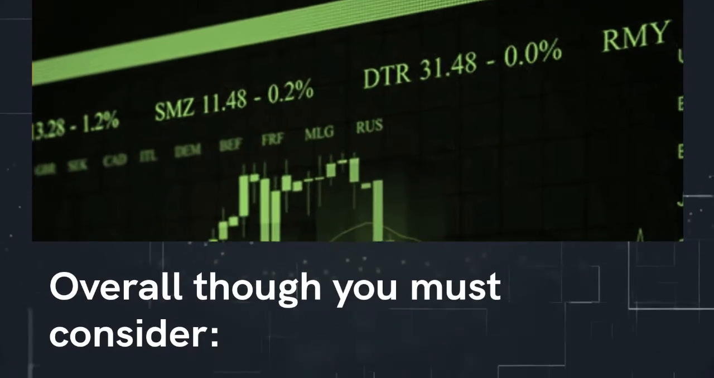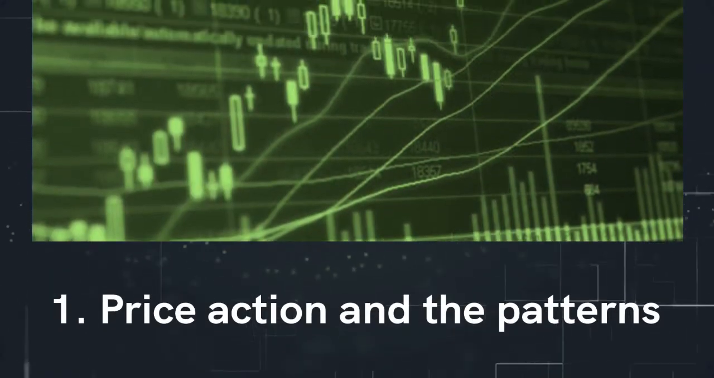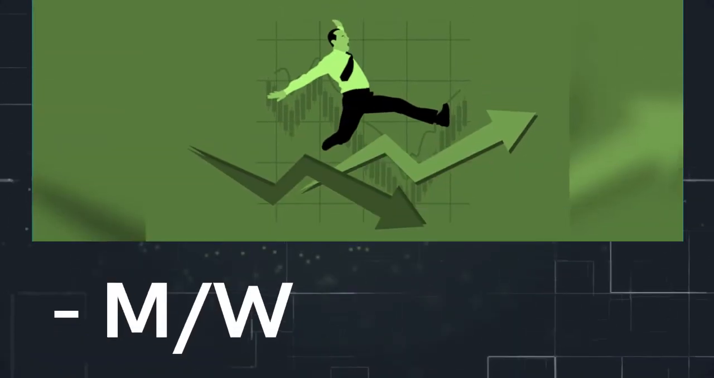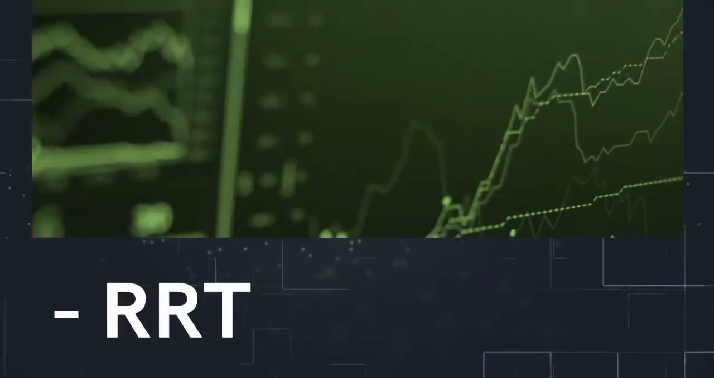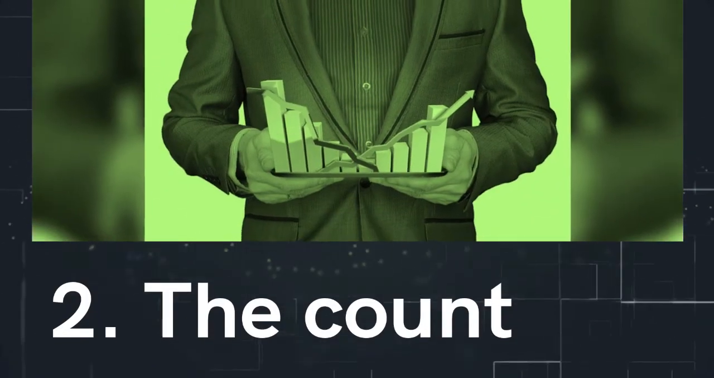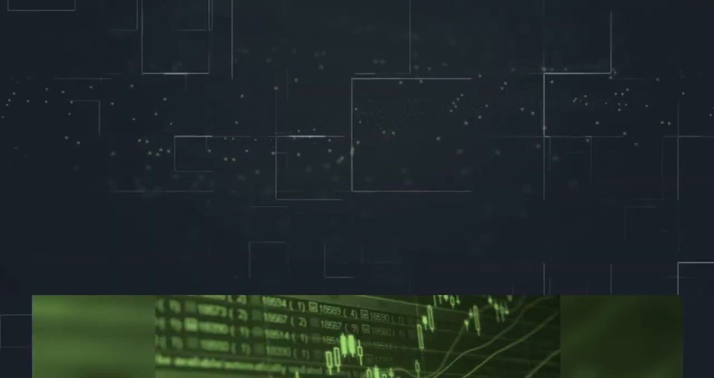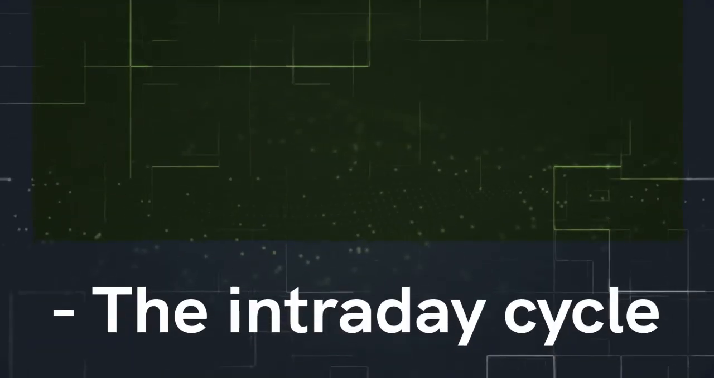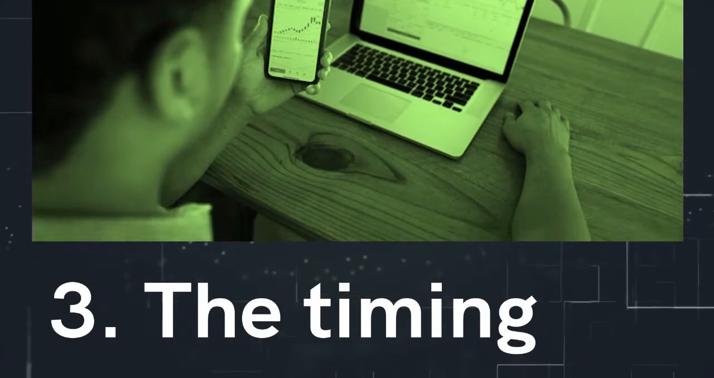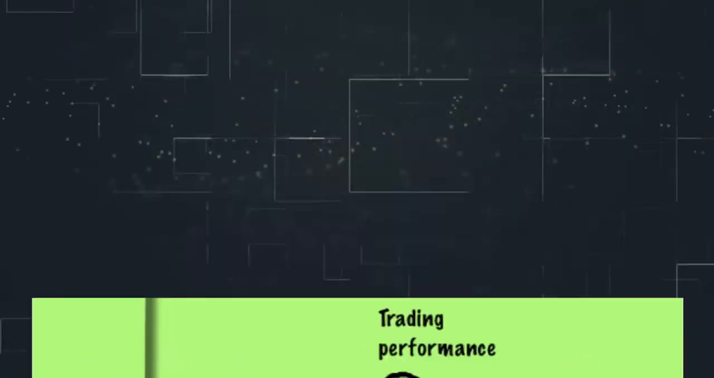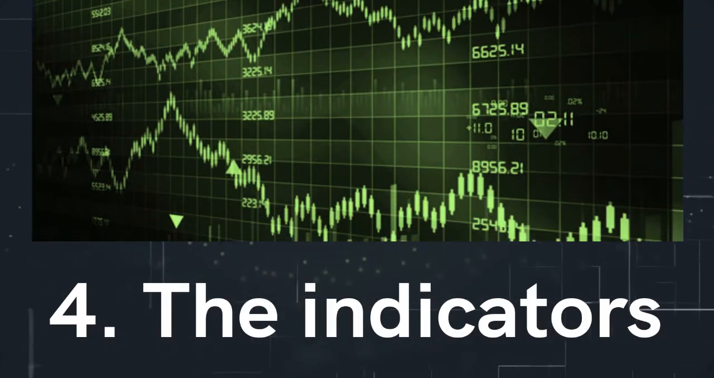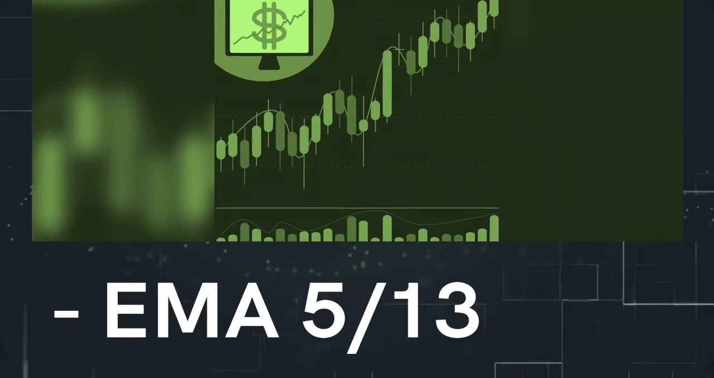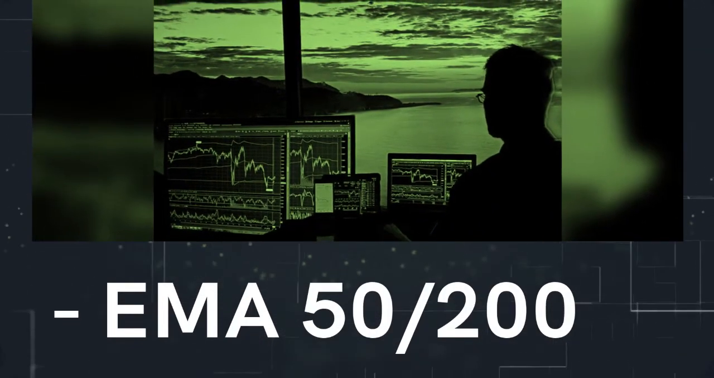Overall, though, you must consider: 1. Price action and the patterns: MW, Half Batman, Straightaway, RRT. 2. The count: the weekly cycle, the 3-day cycle, the intraday cycle. 3. The timing: distance from the Asian range, need for second move after accumulation. 4. The indicators: EMA 5 and 13, EMA 50 and 200, RSI/TDI, pivots.